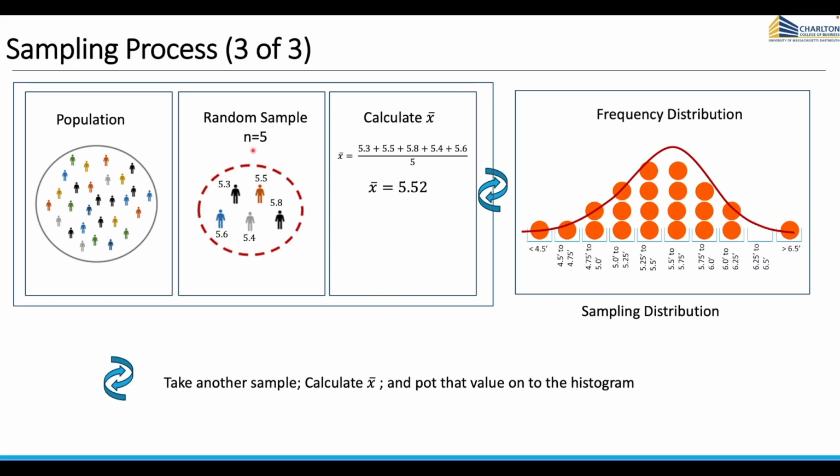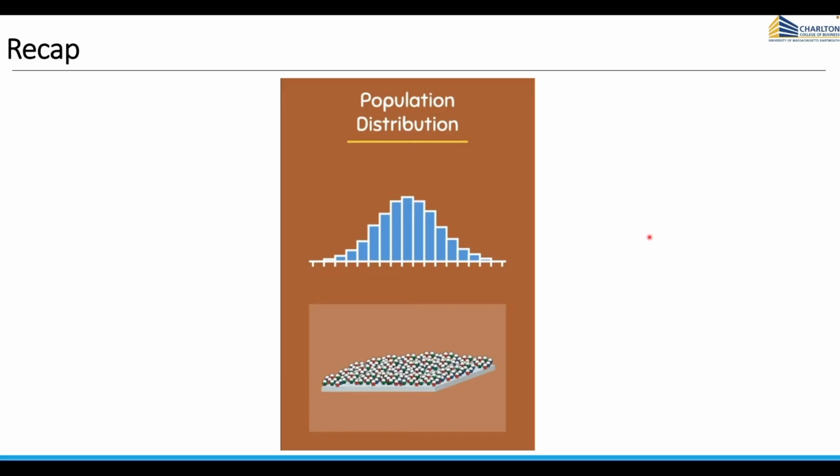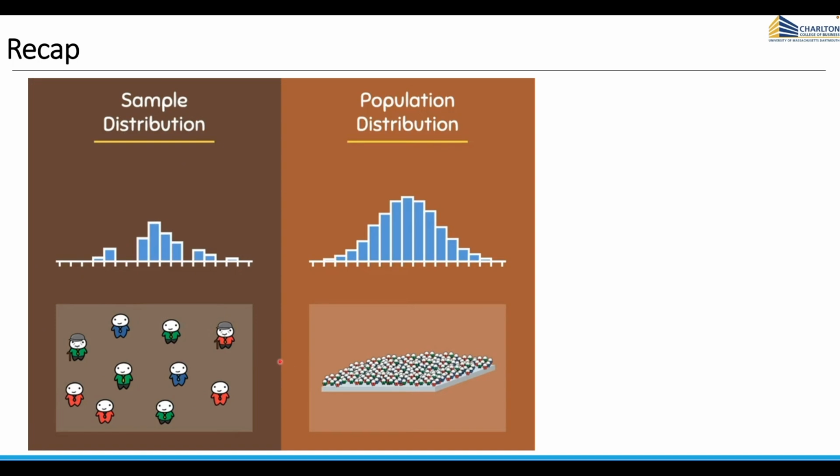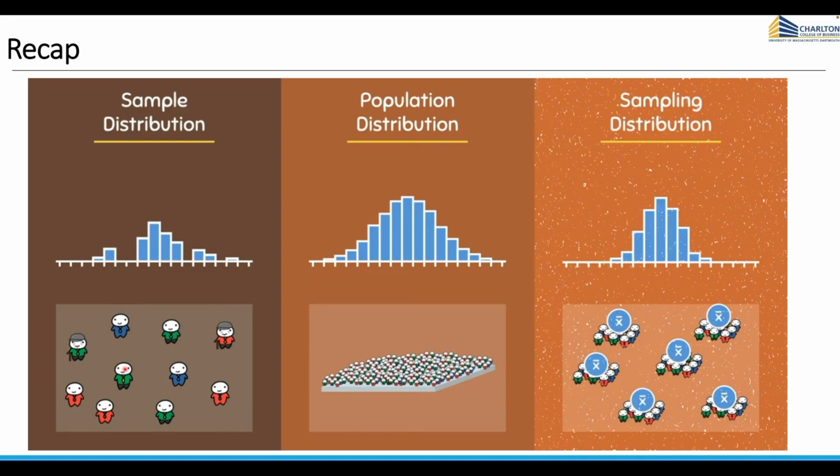So if our sample size is large enough and we keep sampling, we can build a sampling distribution, which most of the time is a normal distribution. Let's recap the concept. We have the population distribution, which is a frequency distribution built on the whole population. Then we can build the sample distribution, the distribution of the height of people within one single sample. And if we take multiple samples, calculate the average height of each sample, and put these averages on the distribution, we build the sampling distribution.